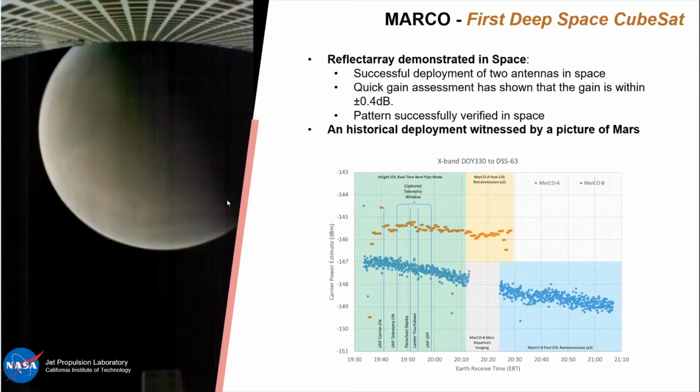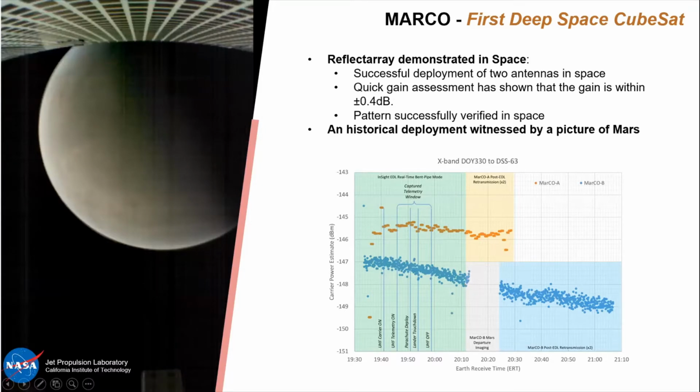This is a picture of Mars that was taken from the camera that's located on the side of the reflectarray. You can actually see the reflectarray panel on the top, and you can also see the feed on the bottom. And what you see on this figure is very interesting.